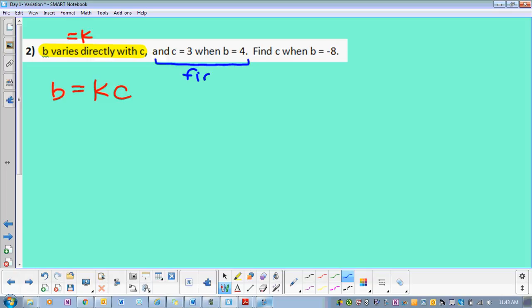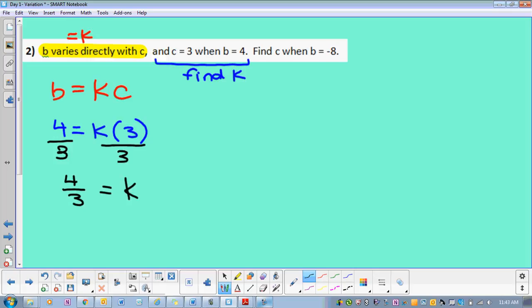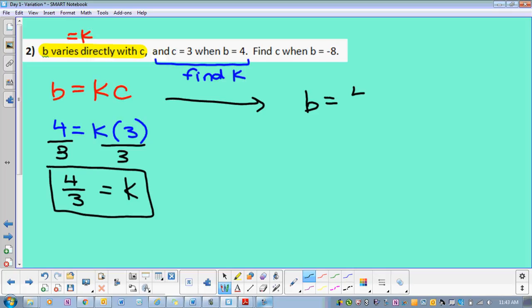So this is what you need to do to find K. B is 4, K, C is 3. So what is K? 4/3. Okay, so I found K. That means I can rewrite this equation and just plug in my K. So B equals 4 thirds C, right?